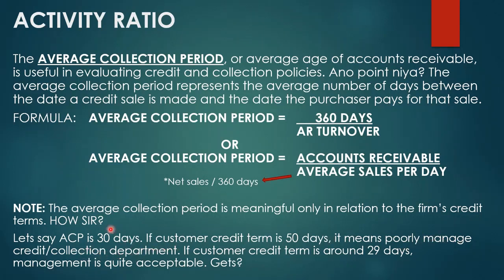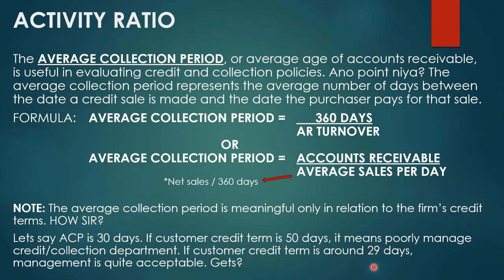Because as you can see, the accounts receivable should be paid within 30 days. But in this situation, it will take 50 days before the accounts receivable is paid. It means the company took longer to collect, and that is bad. The management of the credit or collection department is poor. Now, second scenario: if the customer credit term is around 29 days, the management of that credit or collection department is quite acceptable. Why? Because on average the accounts receivable should be paid within 30 days. In this second scenario, it is paid in just 29 days. The accounts receivable has been collected. It means the credit collection department is properly managed.